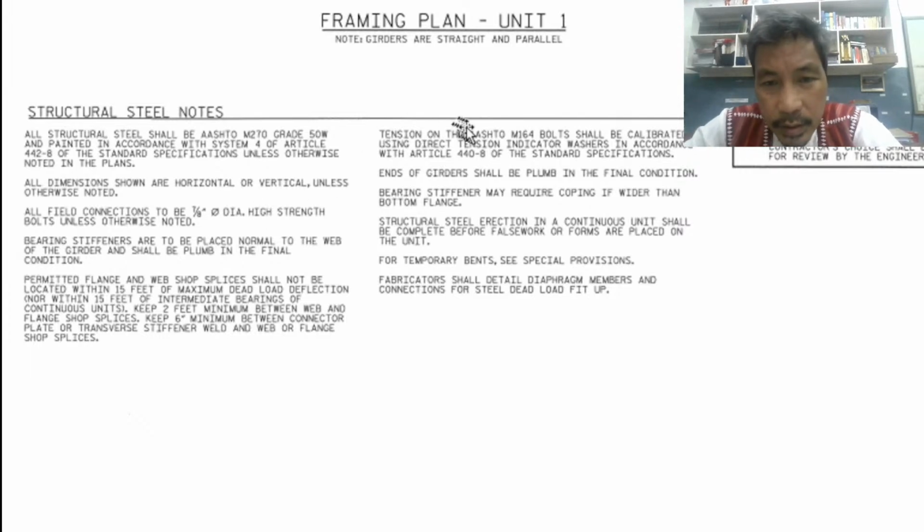So number 6, tension on the ASTO M164 bolt. This is under the standard of ASTO, size of the bolt. So the size of the bolt is metric because we have this name. This is the name of the bolt. It shall be calibrated using direct tension indicator washers in accordance with Article 440-8 of the standard specification. So take note, this is correct.